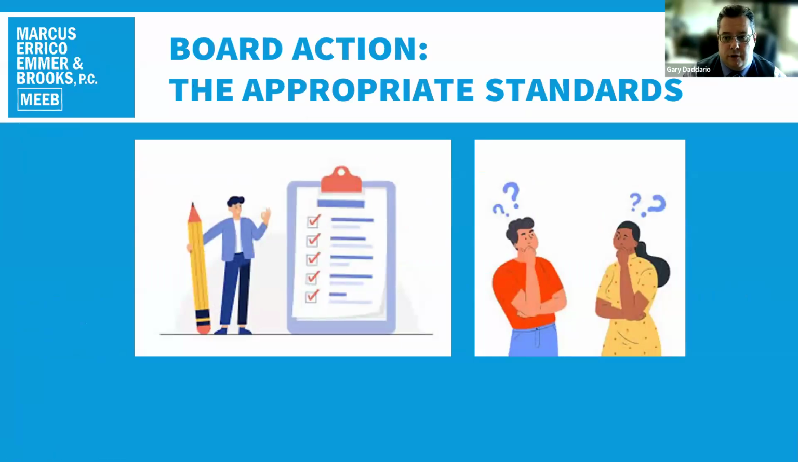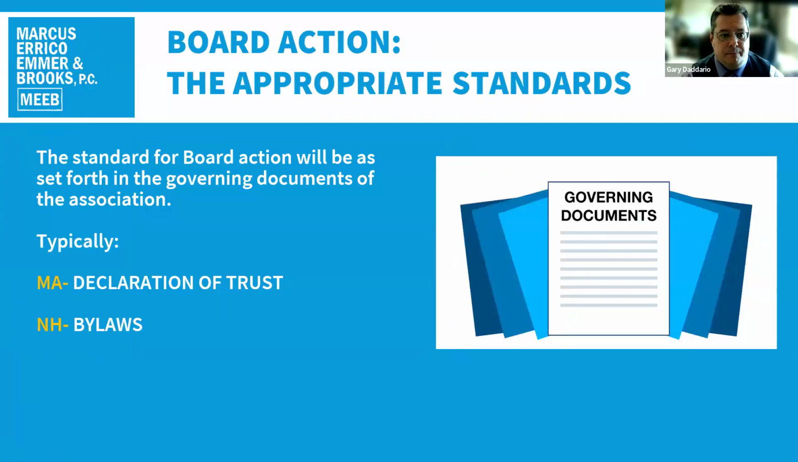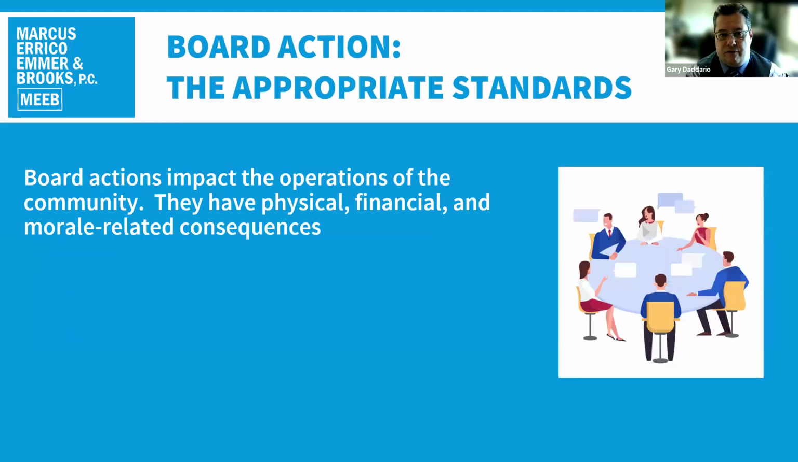So board action. Under this topic, what we're going to begin with is the appropriate standards. The standard for board action is going to be in the governing documents of the association, and that's what needs to be followed. As we all know, from association to association, as similar as governing documents tend to be, they also have differences. And it's important to know for each association that you're dealing with what the standard is in their docs.